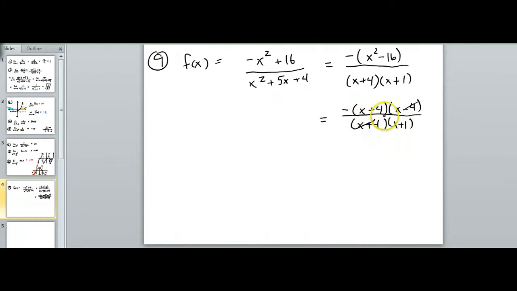Alright, the x plus 4's cancel. And then the only thing that's left is a negative x minus 4 up top and an x plus 1 on the bottom. Okay, now since this x plus 4 was removed via this cancellation right here after I factored, that means what makes this part 0 is the only vertical asymptote. So the only vertical asymptote occurs when x is equal to negative 1.